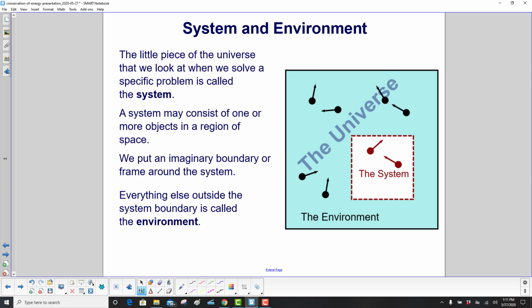System and environment. The little piece of the universe that we look at when we solve a specific problem is called the system. And that's right over here. See, it's isolated there by the dashed lines. A system can consist of one or more objects in a region of space. We put an imaginary boundary or frame around the system. Everything outside the system boundary is called the environment. And that's all the stuff in the light blue color.